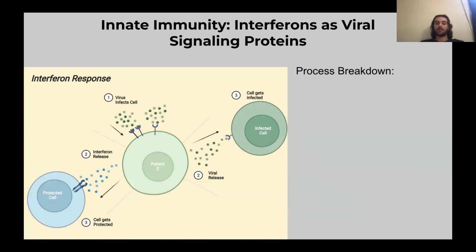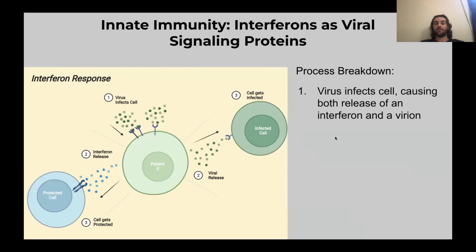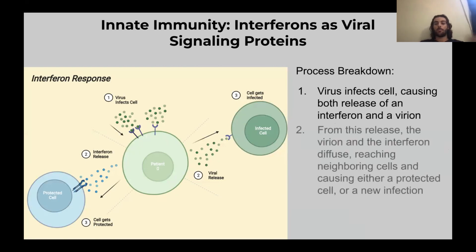So basically, when a virus infects a cell, this causes the infected cell to release both viral particles and interferons. These particles then interact with other cells surrounding the patient zero cell, as seen in the diagram. The interferons cause the cell to become protected and not allow the virus to get into it, while the virus can go infect other cells as well. So the goal of the interferon is to fence in the virus and prevent it from spreading throughout the rest of the body.